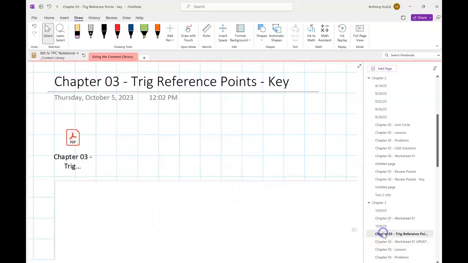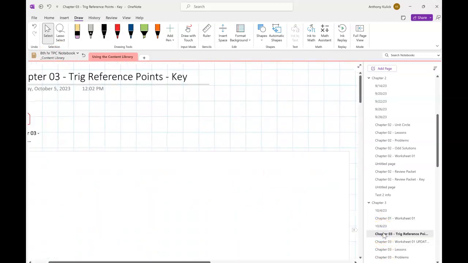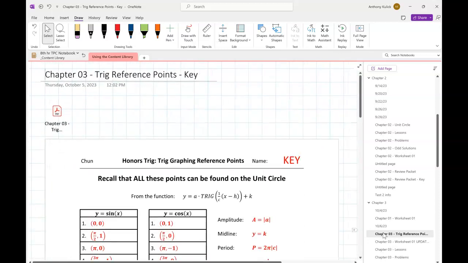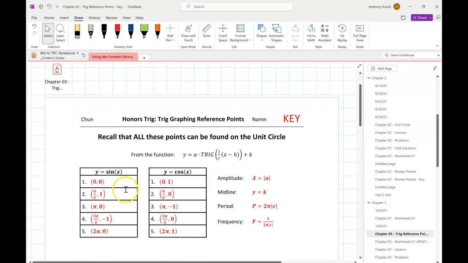Well, let me draw your attention to this sheet in the OneNote labeled trig reference points. These are the points I'm going to use for my parent function for sine and for cosine. Every time I'm graphing a sine function, these are the points I'm transforming. Every time I'm graphing a cosine function, those are the points I'm transforming. Are these something that you need to memorize? No, I'll give these to you.